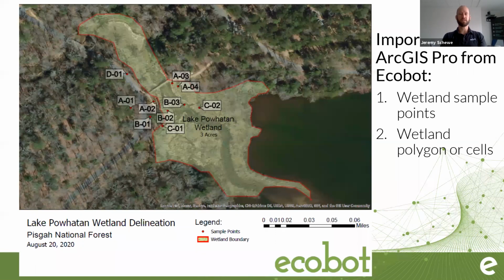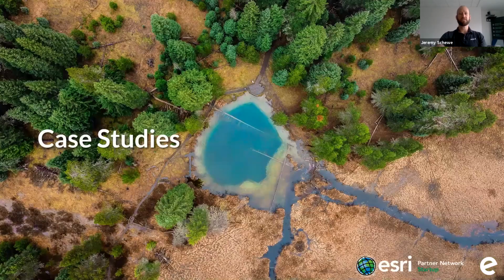Actually, this one was produced in ArcGIS Online by one of our biologists here at Ecobot. So we're able to collect all the sample points and all the related data to those sample points in the field, have those hyperlinked inside of the application or to the map so you can pull that information up. And then also be able to collect your wetland units or wetland boundaries out in the field as well. But we want to take a look at a couple of tools that are getting pretty exciting here today.